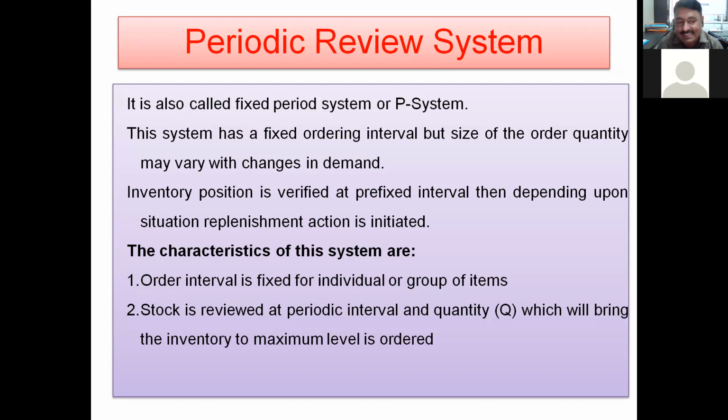In this case, the ordering interval is fixed, the timing is fixed. After every month, an order is required to be released, but depending upon the demand, the quantity will vary. So the ordering time interval is given, the quantity will vary. This is the P system. Inventory position is verified at the fixed interval, and depending upon the situation, a replenishment action is initiated. So there is a fixed period.